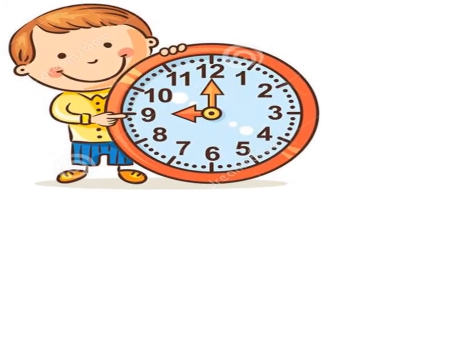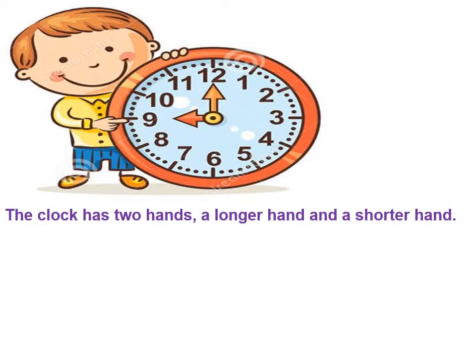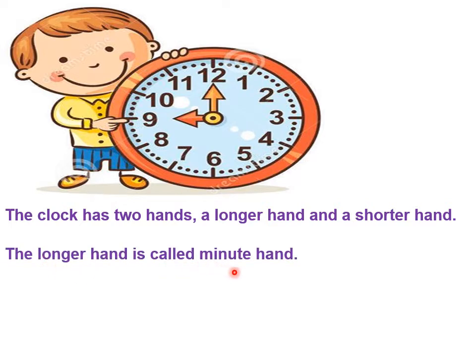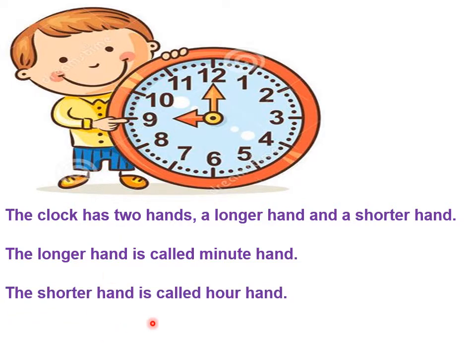Now we will see the hands of the clock. The clock has two hands, a longer hand and a shorter hand. The longer hand is called the minute hand. The shorter hand is called the hour hand.